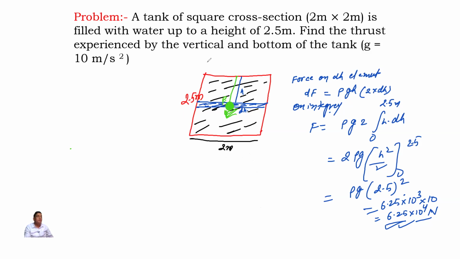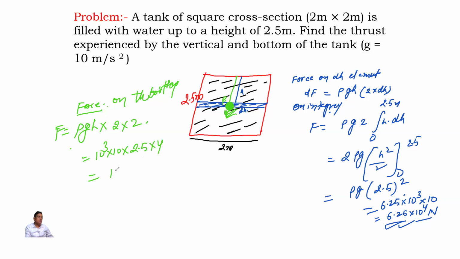Now, what will be the pressure at the bottom? The bottom one is very easy. The next part of the question, force on the bottom, will be a relatively easier part. So that force will be rho g h into the total area, which will be 2 into 2. So rho is 10 power 3, g is 10, and h is 2.5, into 4. 10 to the power 4 into 10. So it is 10 to the power 5 Newton.